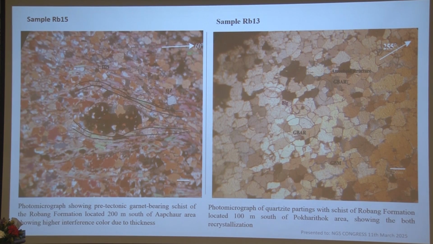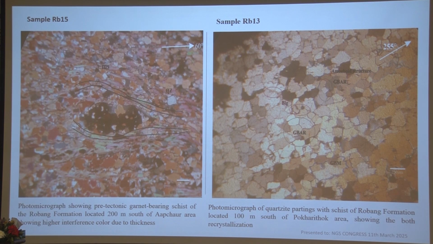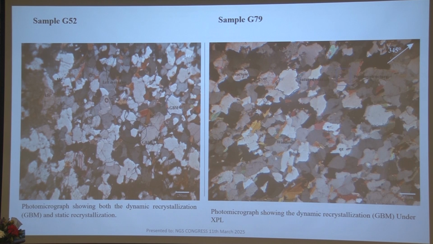Sample RB15 shows the pre-tectonic garnet. In this pre-tectonic garnet, the internal foliation is randomly oriented and top to the south trending. RB13 also shows both dynamic and static recrystallization, and a pinning structure, which is also associated with the platy minerals and makes the shape convoluted. And another window and bulging also show the dynamic recrystallization.